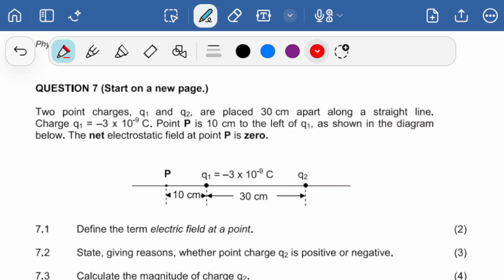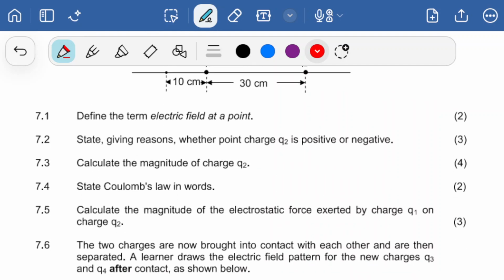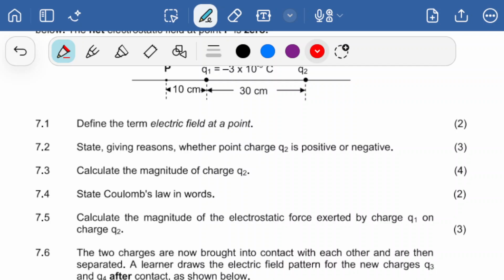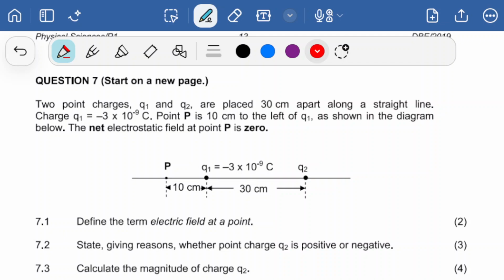They're giving us very important information here: the net electrostatic field at point P is zero. Now define the term electric field at a point. I'm not going to do it because I just defined it on the previous question, to save time. Now state, giving reasons, whether point charge Q2 is positive or negative.